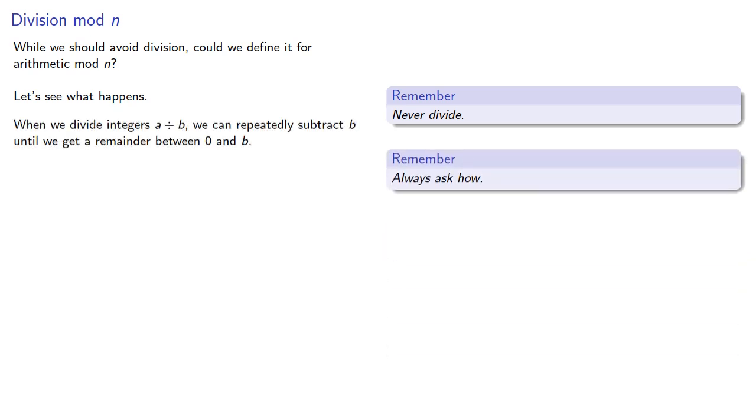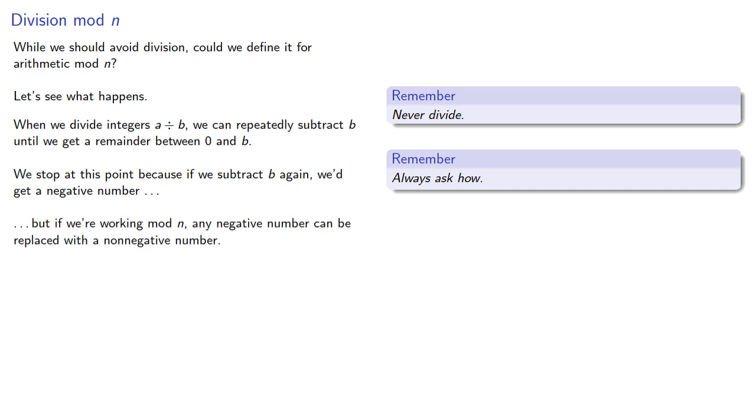When we divide integers a divided by b, we can repeatedly subtract b until we get a remainder between 0 and b. We stop at this point because if we subtract b again, we'd get a negative number. But if we're working mod n, any negative number can be replaced with a non-negative number. And this means the only natural stopping point is when we reach 0.